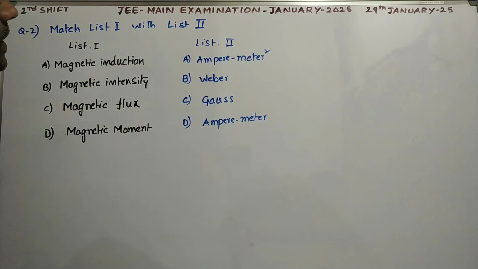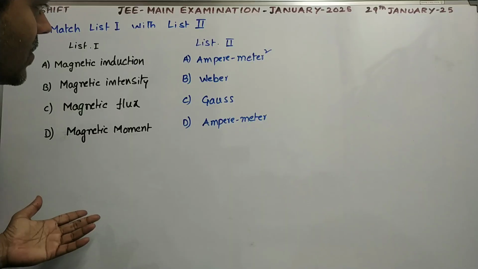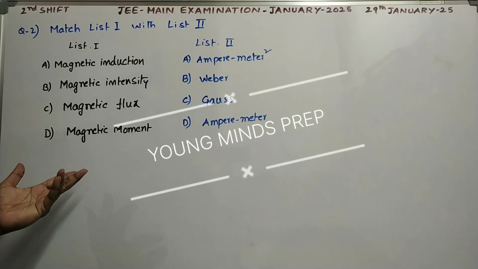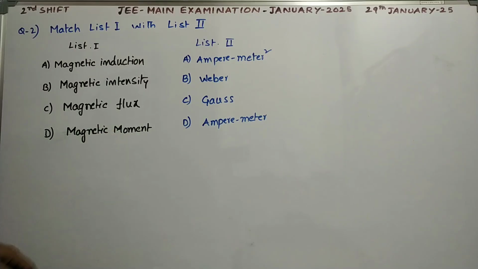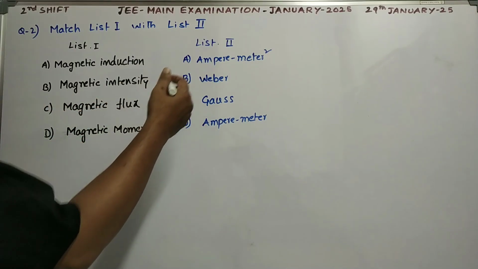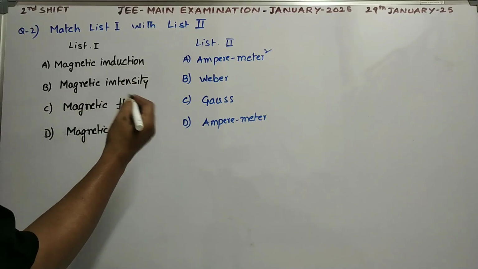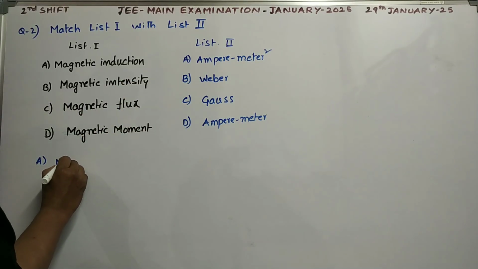The second question, match list 1 with list 2. Actually, the second question is also from the units and measurement lesson. Okay, second, what is the first one? Magnetic induction, magnetic intensity, magnetic flux, magnetic moment. Okay, and the units are given. Now we can match list 1 with list 2. First one, magnetic induction.